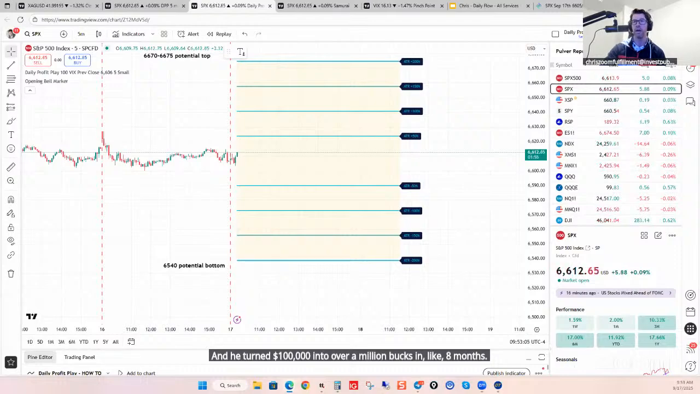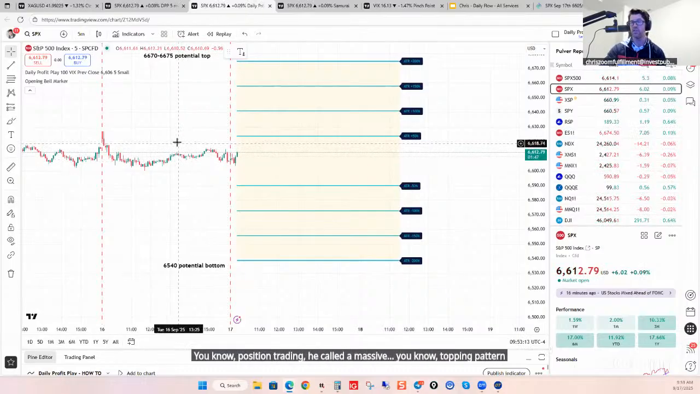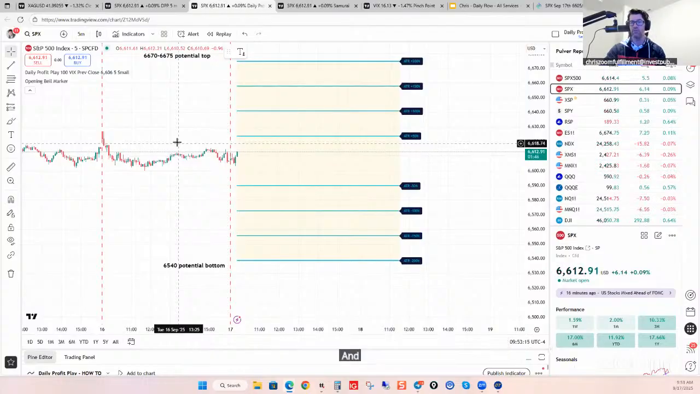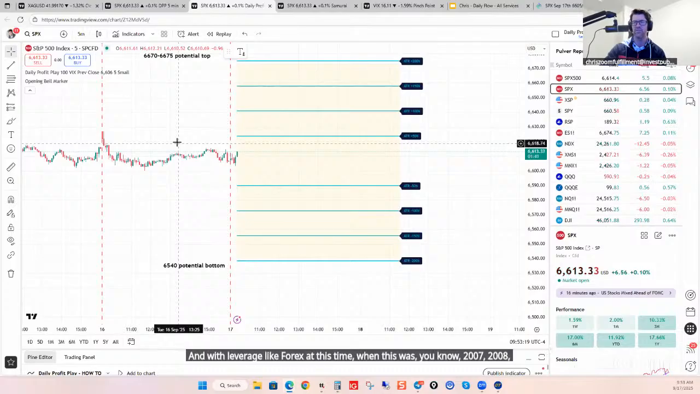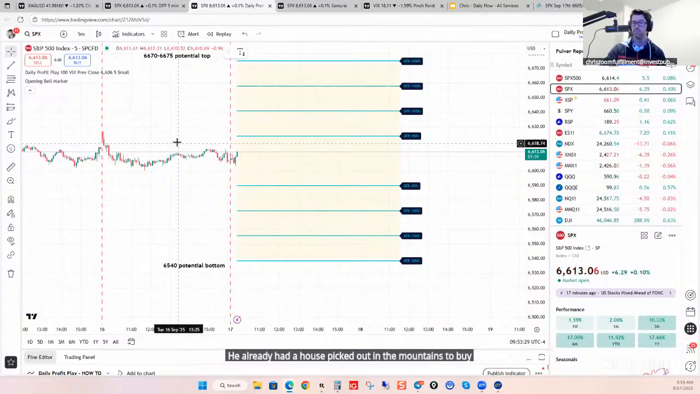I mean, that opened my eyes to like a whole new planet of trading. Position trading. He called a massive topping pattern essentially and leveled into it. And with leverage like Forex at this time, when this was 2006, 2007, 100 to 1 leverage for U.S. traders, and he crushed it. I think 8 months later he had like $1.1 million. He already had a house picked out in the mountains to buy. I'm like, this is amazing.